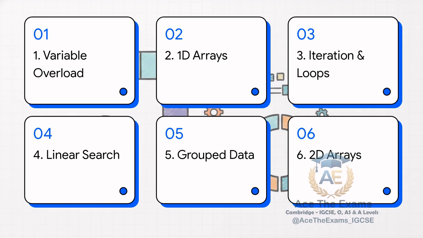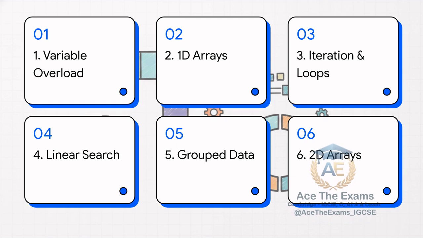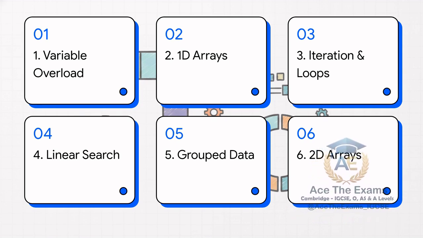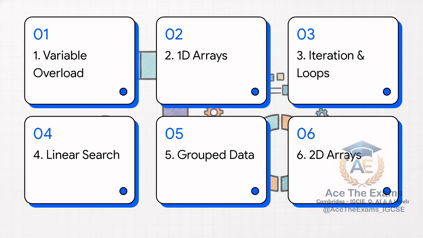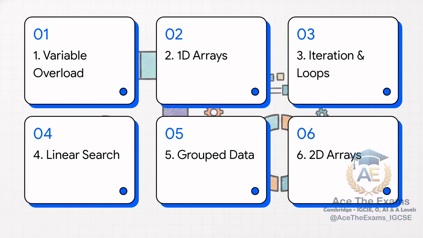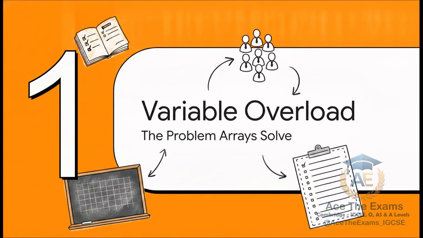Here is our roadmap for this session. We are building step by step. We'll start with number 1, the variable overload problem. Then move to 2, one-dimensional arrays. 3, iteration and loops. 4, the linear search. 5, managing grouped data. And finally, number 6, the ultimate data structure for your exams: two-dimensional arrays. Let's kick things off with Section 1, the variable overload problem.